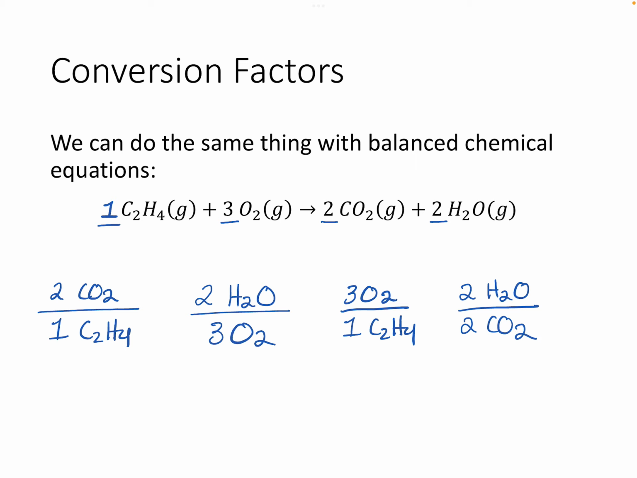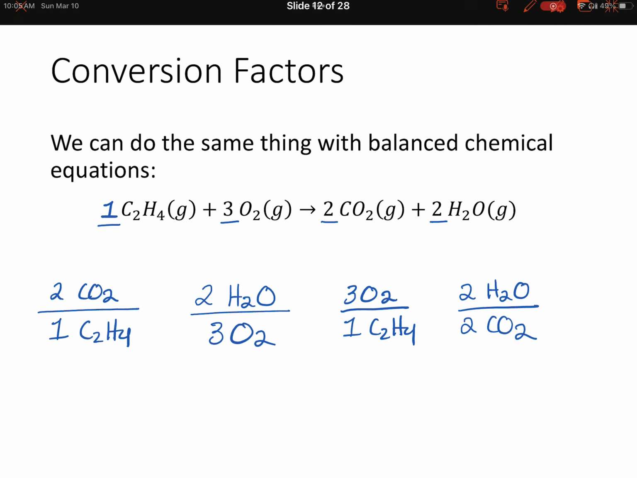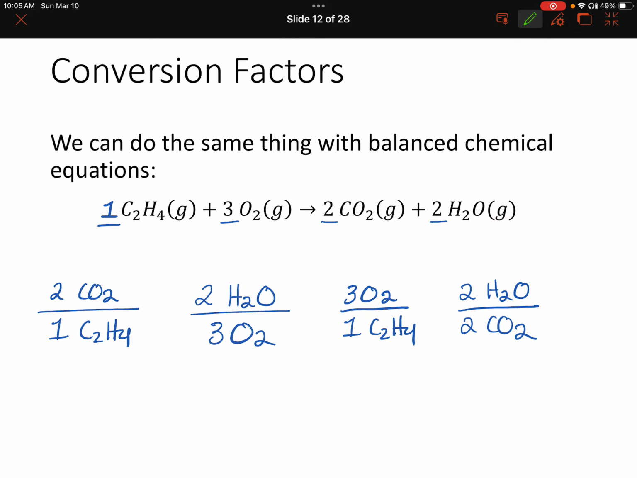So we can set up any ratio we need, and depending on what we're solving for, that will go in the numerator. So for example, in the first ratio, we would be solving for CO2. So maybe the question would be, how many CO2 molecules form if we have 4 C2H4 molecules? And then whatever's in the denominator is what we have, and so that's what we're going to cancel in terms of units.